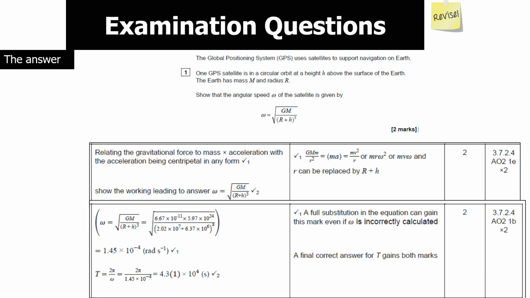We can then look on our equation sheet and see that the time period is 2 pi over the angular speed. So you're 2 pi over the value to get 4.3 times 10 to the 4 seconds. Always look on the equation sheet to see how we can link the values together.